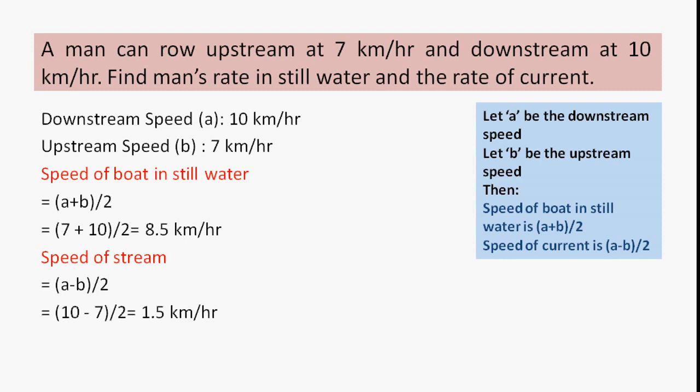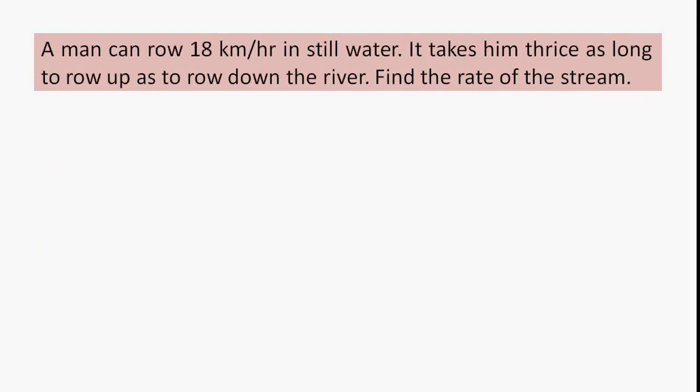Now comes the next question. A man can row 18 km per hour in still water. It takes him thrice as long to row up as to row down the river. Then what is the rate of the stream? That is, we are given the speed of man in still water, that is the speed at which he can row the boat. This quantity is denoted as x, and we need to find out the value of y, that is the rate of the stream.